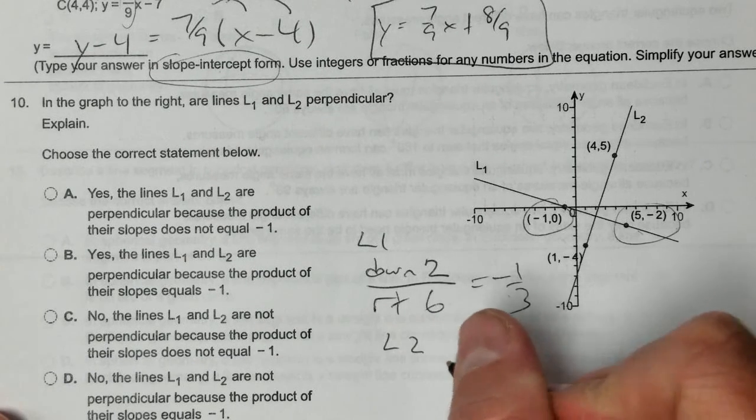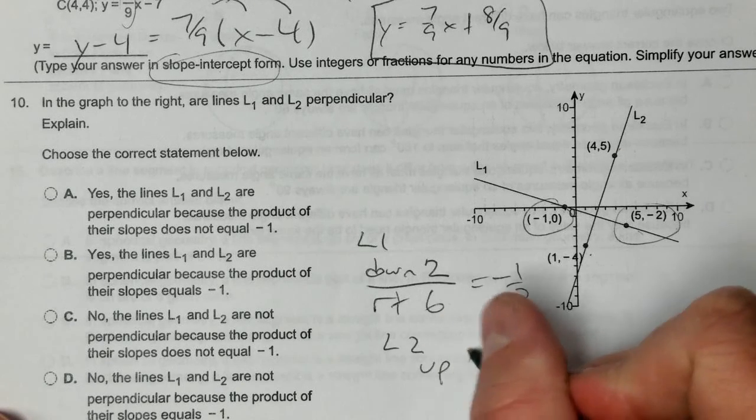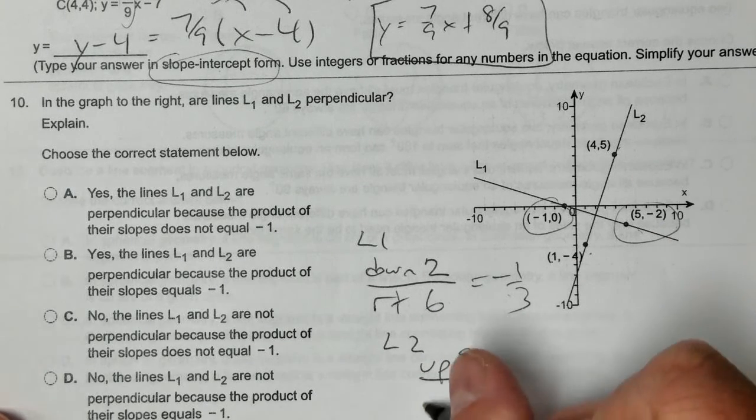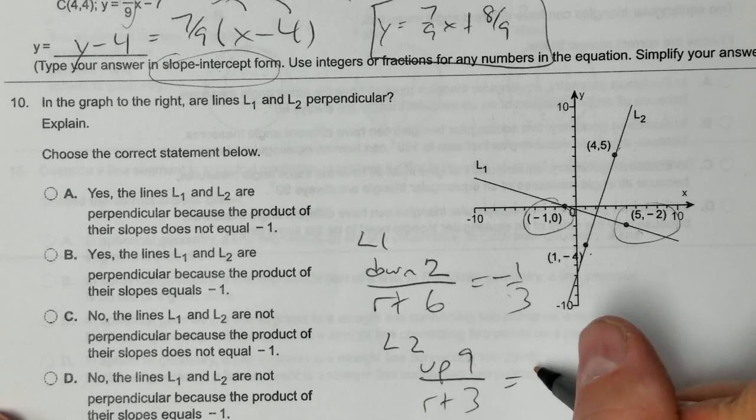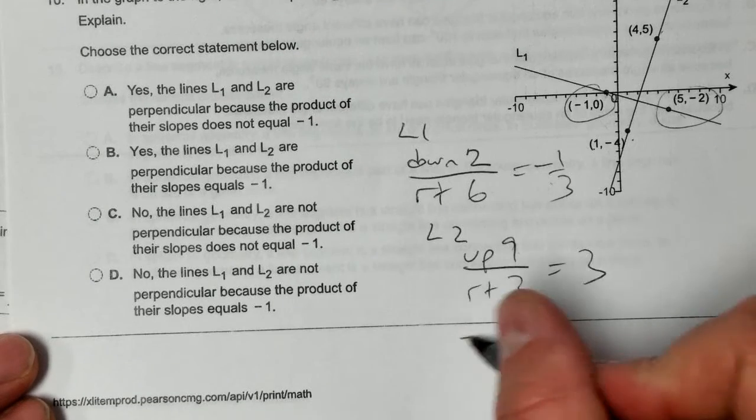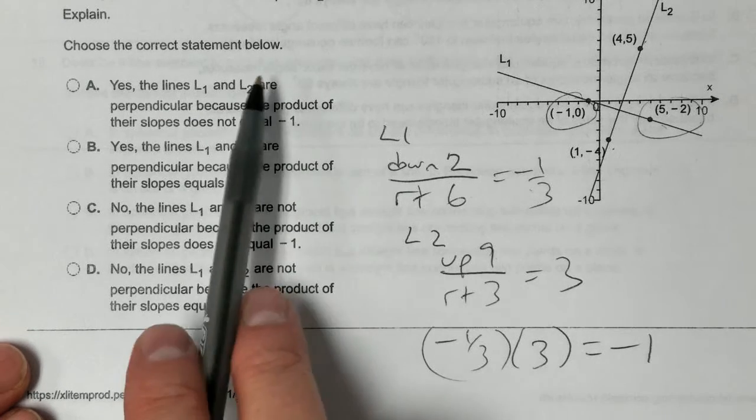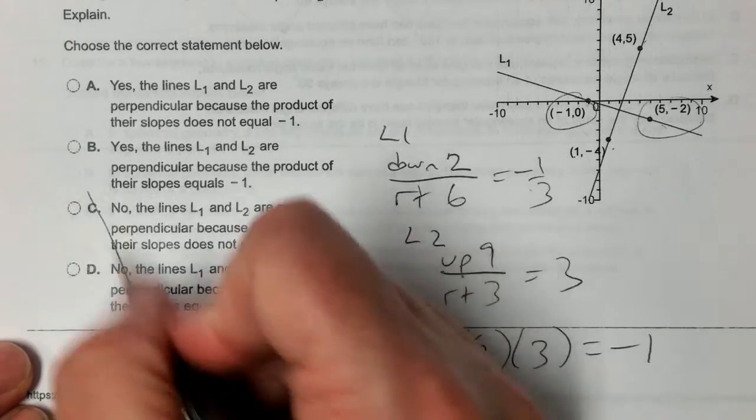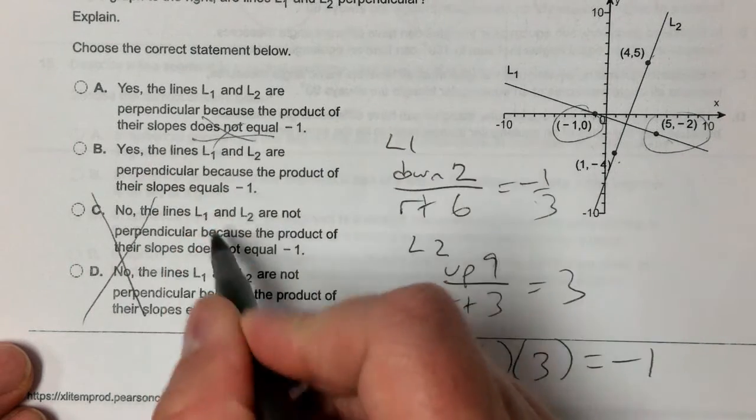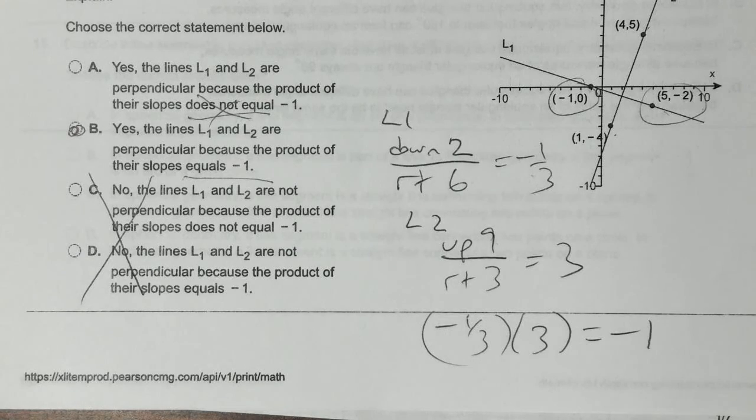Then for line 2, we're going from negative 4 to 5, so you're going up 9. And you're going from 1 to 4, so you're going right 3. And 9 thirds is the same as 3. So what you notice about this is your product of these is negative 1. So is it perpendicular? It's going to be one of the yes answers. And because it does not equal, no. It's because it equals. So that's B. So that's number 10.